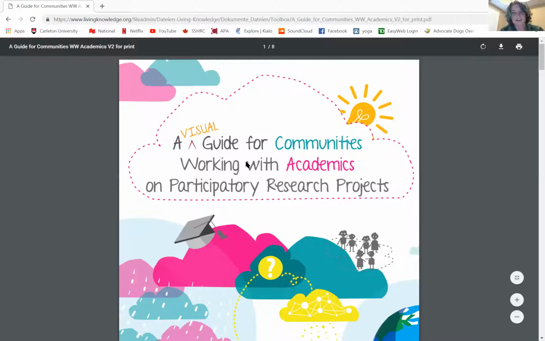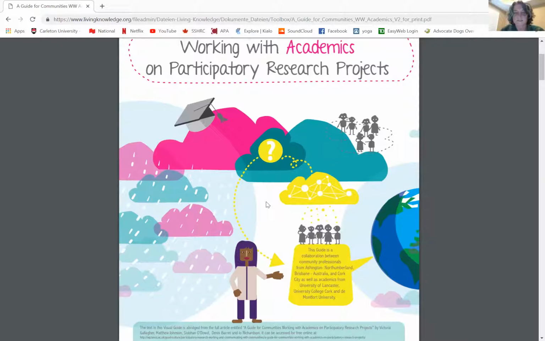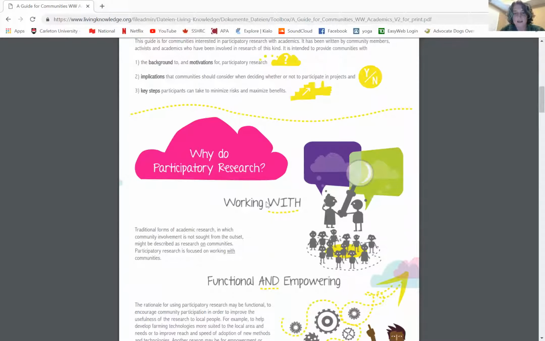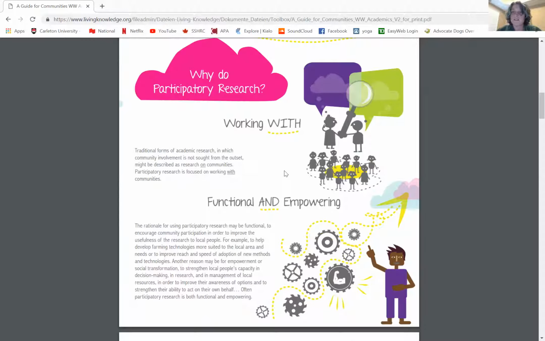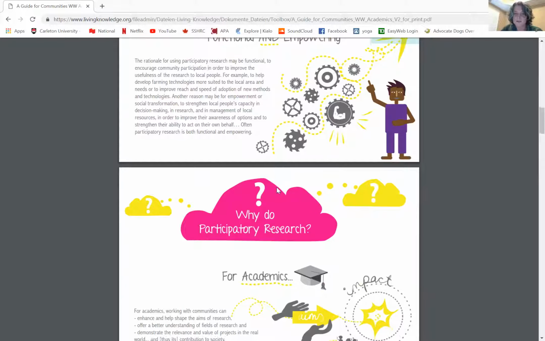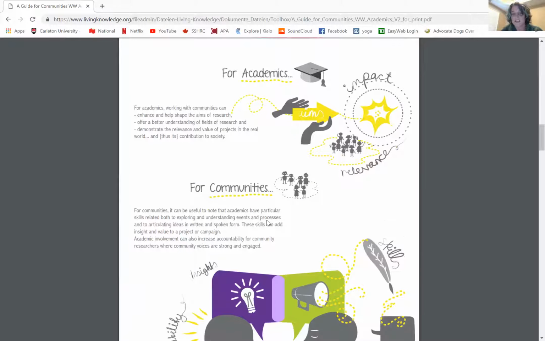One which I like because it's very visual. It's a guide for communities working with academics on participatory research projects. And it discusses the different reasons why we would want to do participatory research. It's functional, it makes the resource more useful for the community when we include those that are affected, and also it can be empowering through increasing decision-making capacities of communities and community members. And you could go on, there's more about things that we should consider when taking a participatory approach.